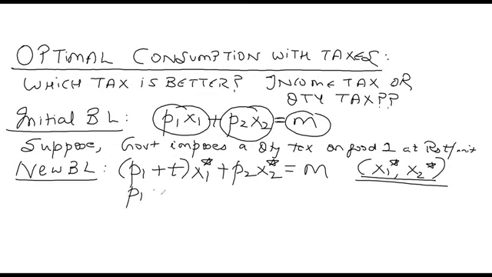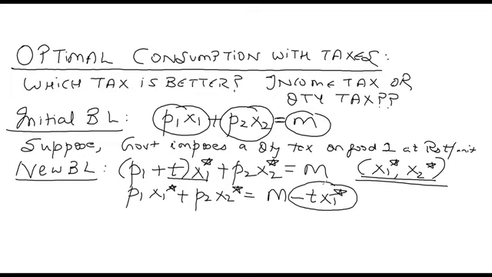How much revenue is raised by the government? It is T times X1 star. I can bring T X1 star to the right hand side, so M minus T times X1 star. So this is the revenue which is raised by the government.